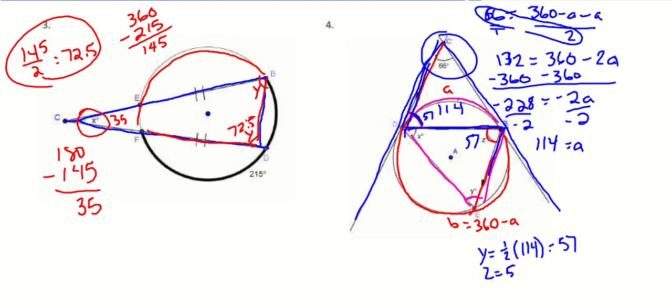Okay. And so now I can get x because I add those two together. So angle x is actually going to equal 180 minus 114, which is going to be 66 degrees. So I got 66, 57, and 57 for the measures of those three angles.